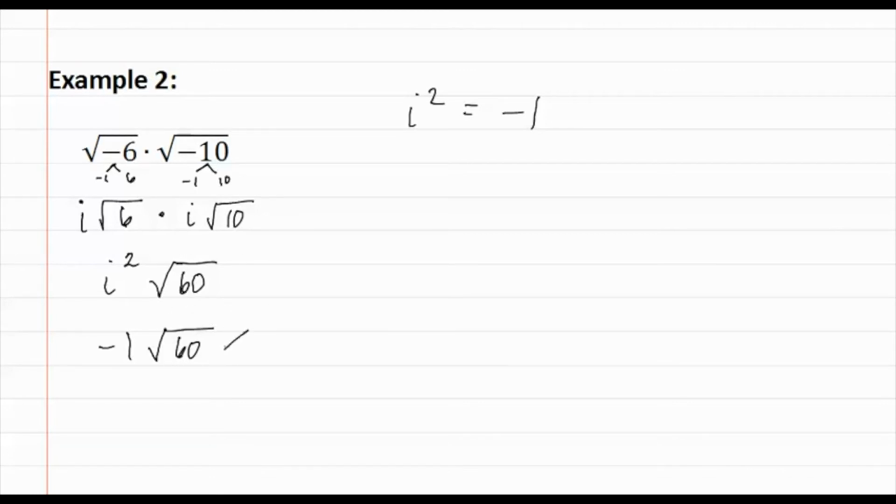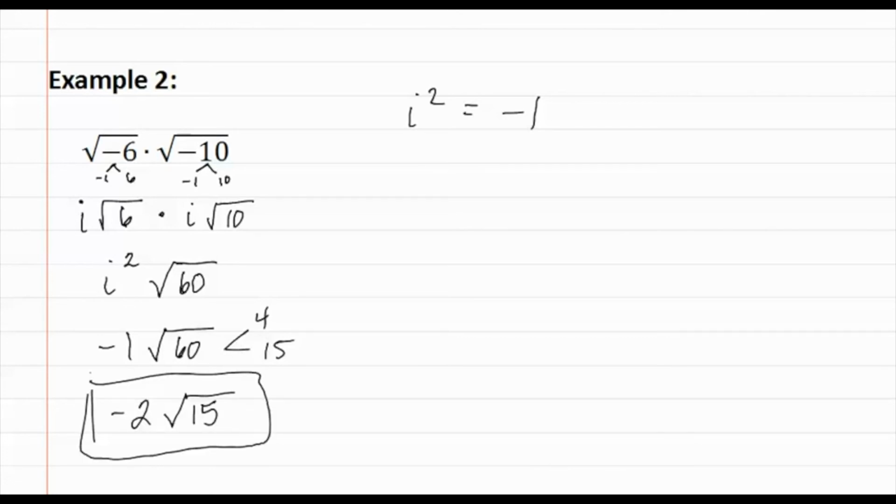Remember, 60 breaks down into 4 and 15. We know the square root of 4 is 2, so now we have -2 square root 15, which can be simplified no further.